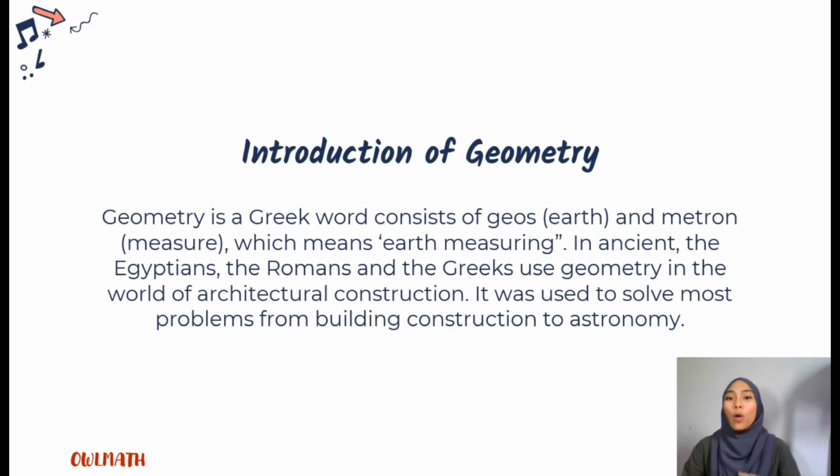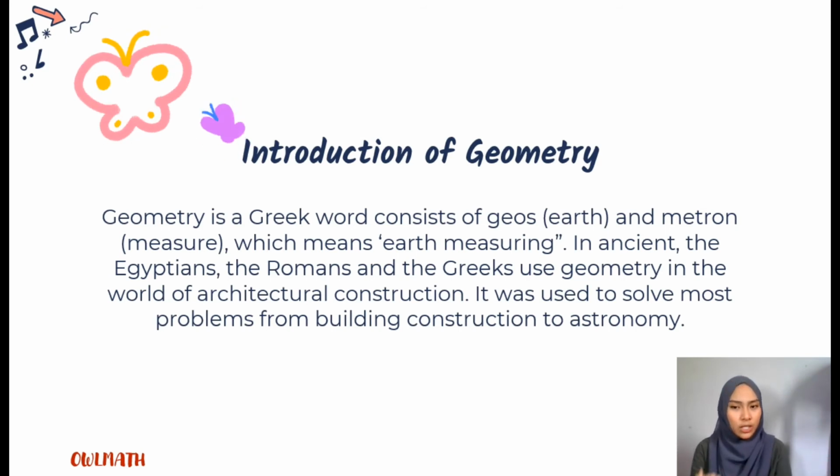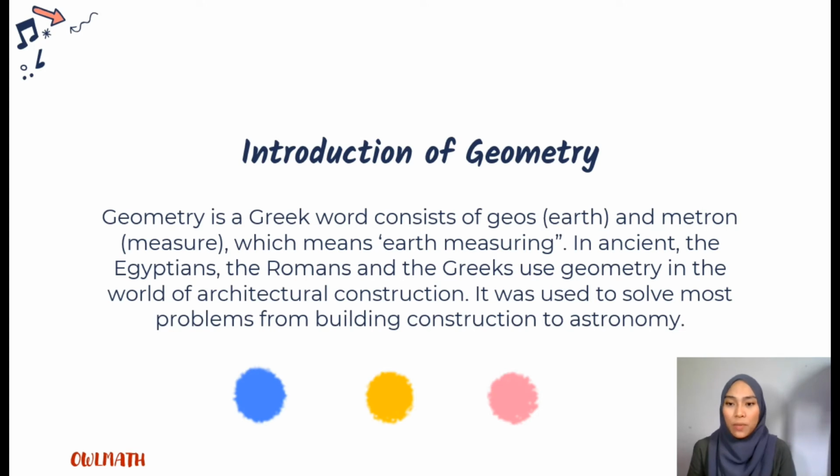First of all, I want to share with you the introduction of geometry. What is geometry? Geometry is a Greek word consisting of geos, meaning earth, and metron, meaning measure, which means earth measuring. The Egyptians, the Romans and the Greeks used geometry in architectural construction. It was used to solve most problems, from building construction to astronomy.